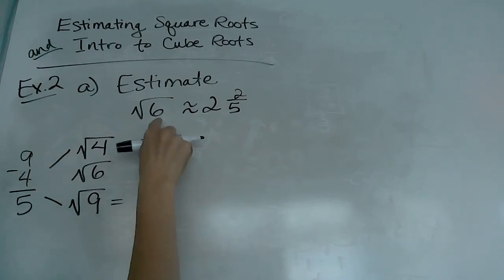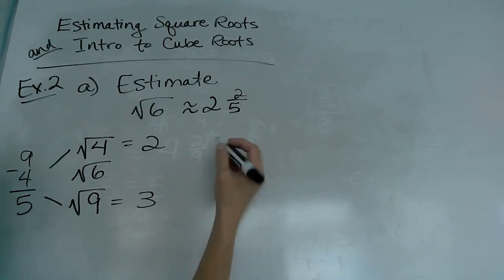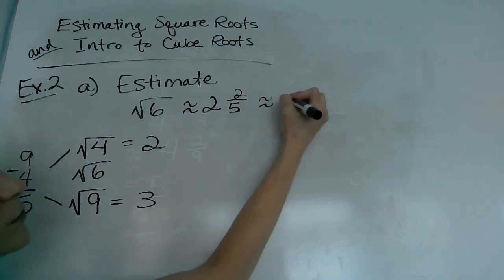And it won't be nice as a decimal when you type it into your calculator. Remember, this is going to go on and on forever. You'll have a screen full of digits, but it will be approximately 2.4.